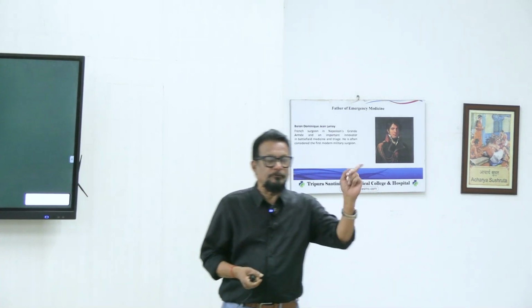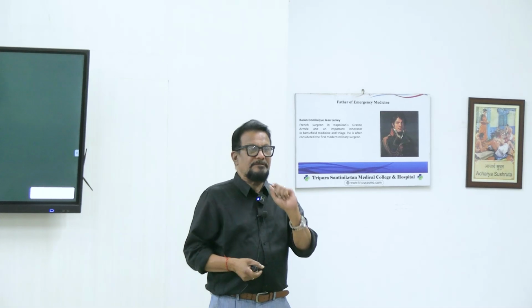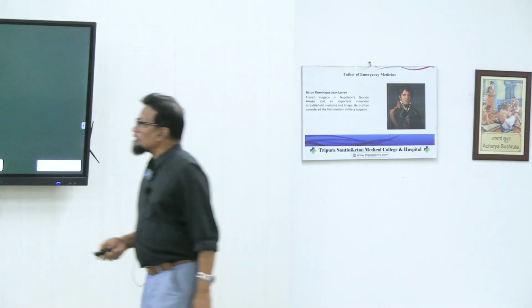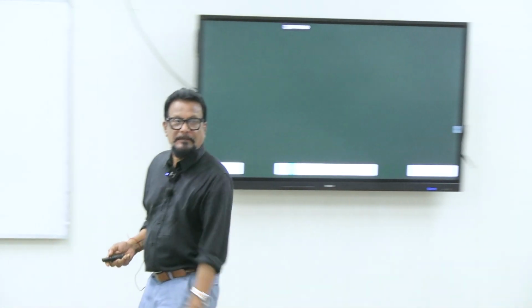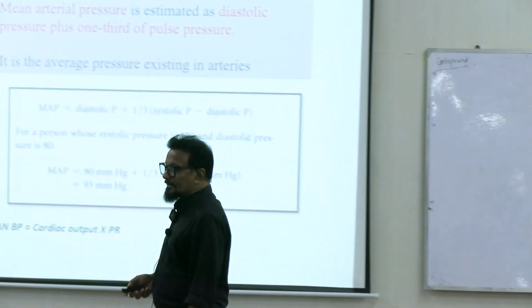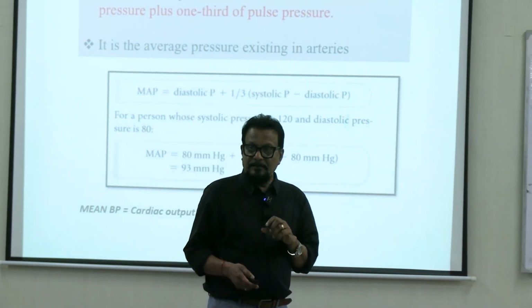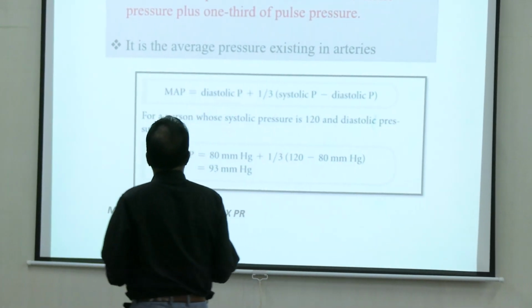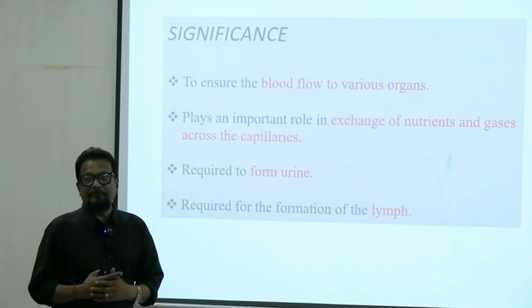So in case of 120 and 80 pressure, what would be the mean pressure? Calculate. So it will be around 93 millimeter of mercury. So what does this mean? It is the average pressure seen in the arteries. Average pressure seen in the arteries. Okay. Now the significance of the pressure.